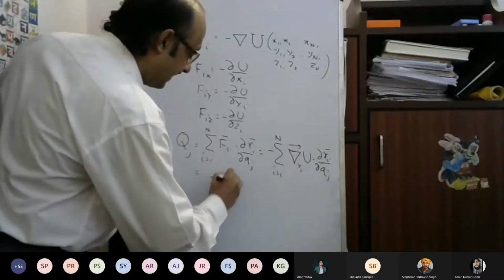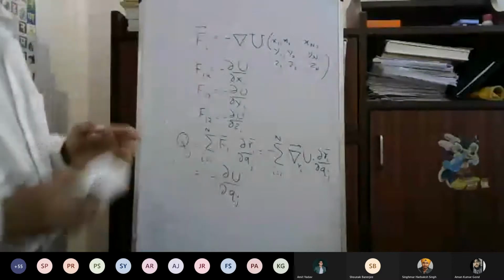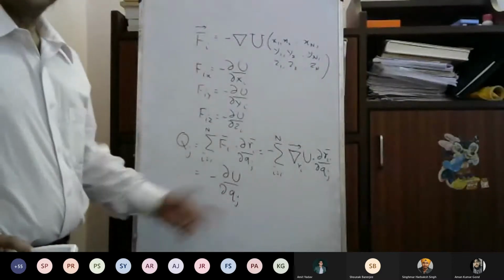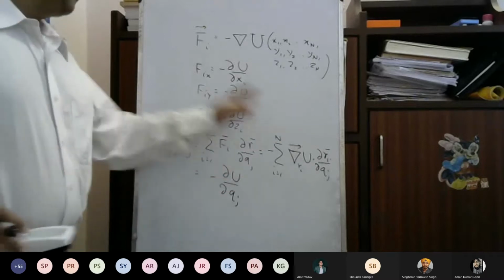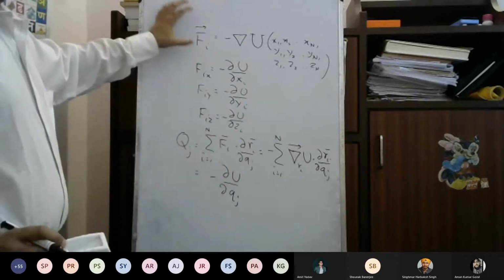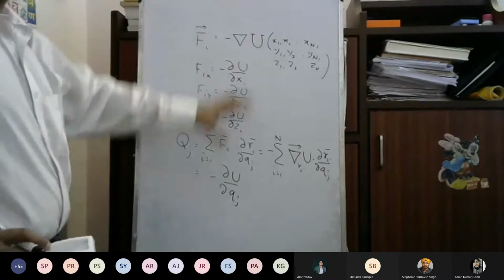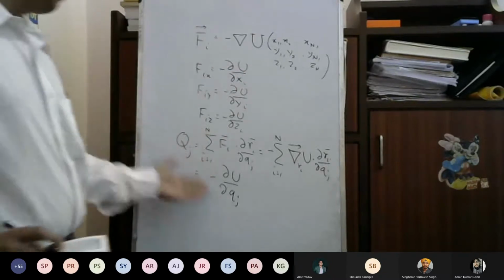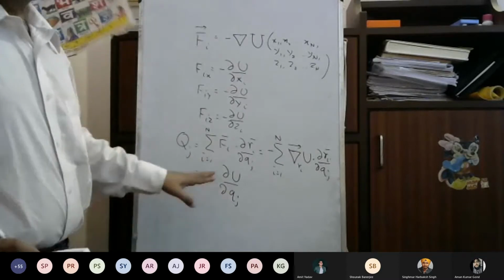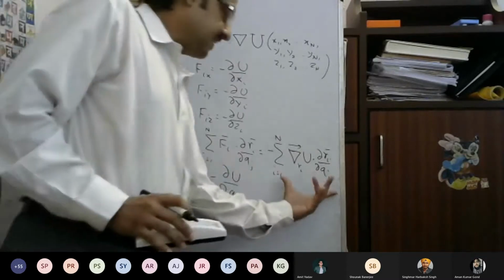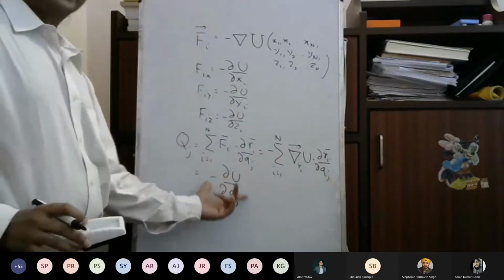If you expand this, you will be able to establish very easily that this expression is nothing but del U del Qj. This is the expression one can get very easily using the fact that the Fi's are actually derivable from potential energy. So if you have a conservative force field, then Qj is expressed as minus del U del Qj. Is this clear? I suggest that you expand this and see for yourself whether you are able to get this expression or not.